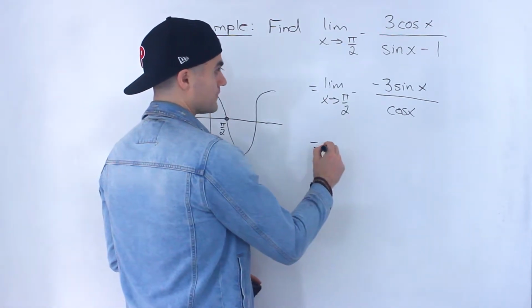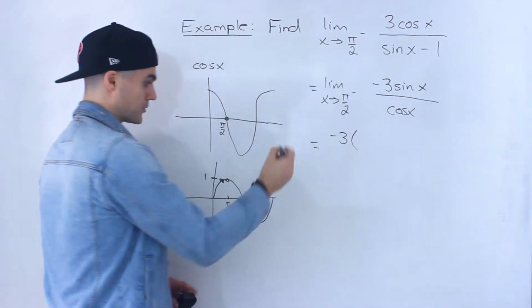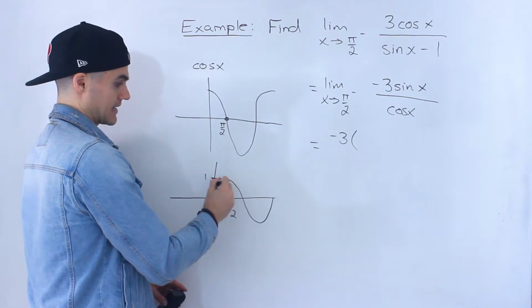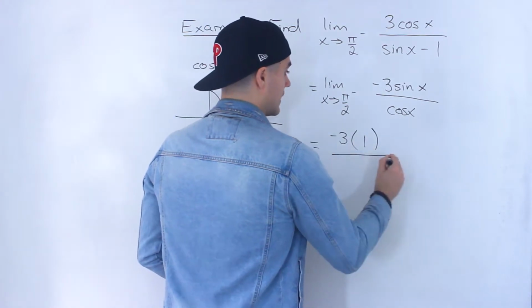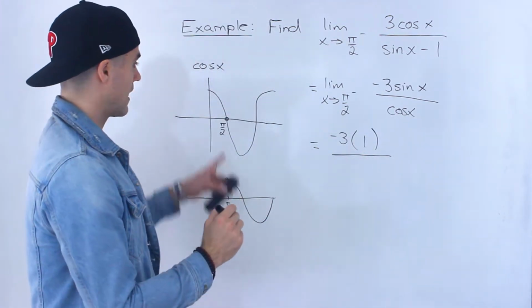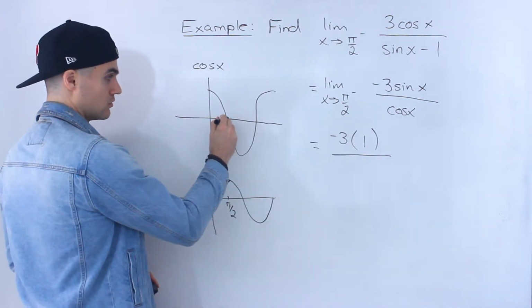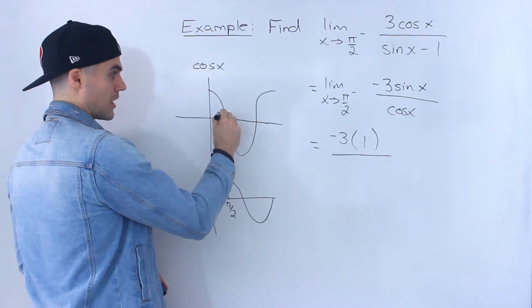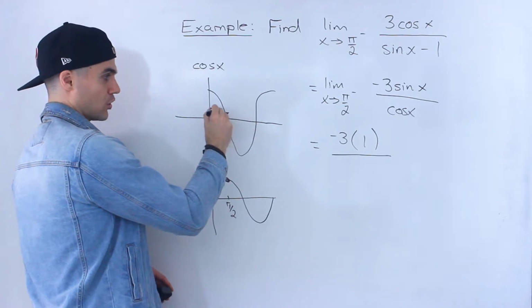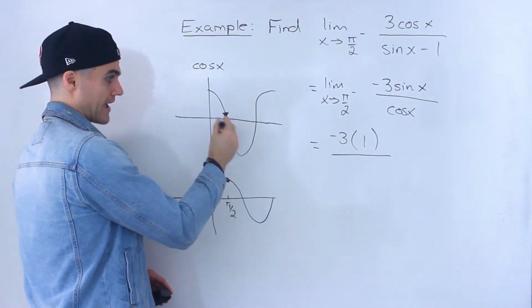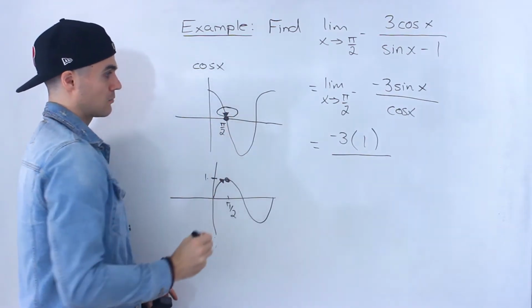We would have negative 3 times sine x, and as x approaches pi over 2 from the negative side, sine x is approaching 1, so we could plug in 1 here. Now, as x approaches pi over 2 from the negative side, cos x is approaching 0, but it's approaching 0 from the positive side, because all of cos x is positive as we approach pi over 2 from the negative side. All these values here are positive.